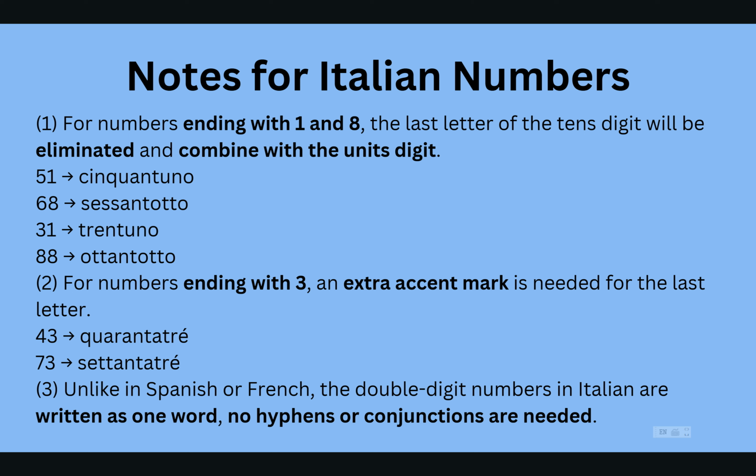Number 2. For numbers ending with 3, an extra accent mark is needed for the last letter. Per esempio, 43 is 43. 73 is 73.